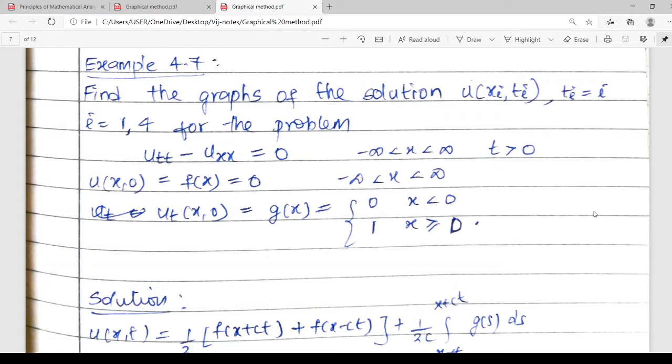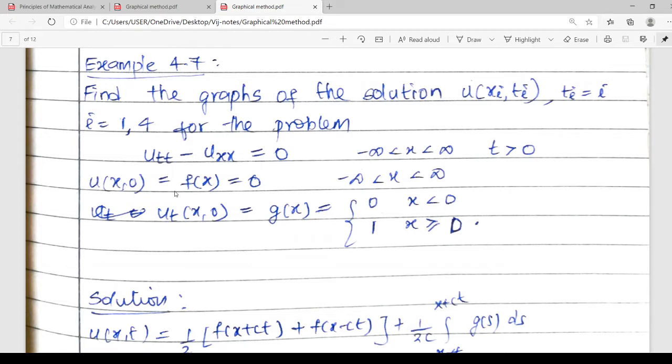Now we will move on to example 4.7, which is again a graphical method. Find the graphs of the solution u of x, t_i for t_i equal to i, where i takes the values 1 and 4, for the problem u_tt minus u_xx equal to 0.